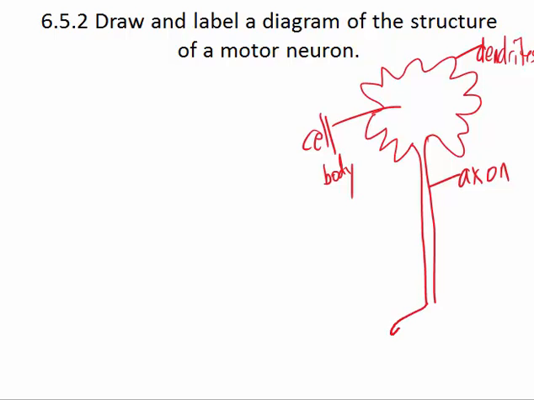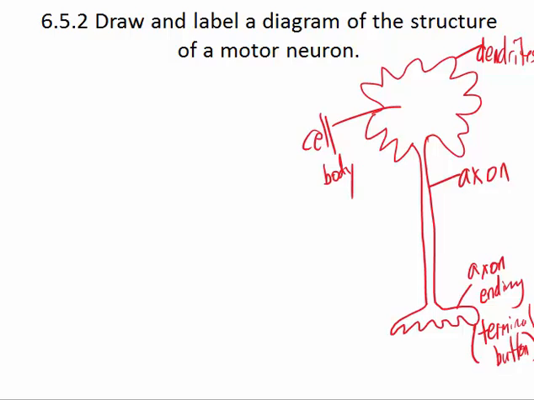And then at the end is some kind of axon ending. That can also be called the terminal button. And signals get sent down from the dendrites into the cell body and down through the axon to the terminus, where it sends it to an effector, something that responds to the stimulus, or to another nerve cell, so the stimulus can continue to be sent.